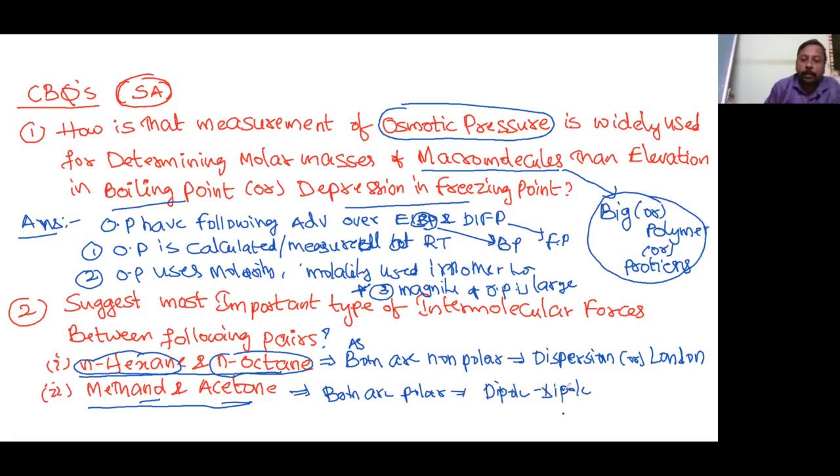So between them, it depends on the molecule. If one is polar and another is non-polar, you will write London dispersion forces and dipole. If both are polar, dipole-dipole. If both are non-polar, dispersion or London forces. Like that, you have to accommodate them. If one is an ion and another is a dipole, then it will be ion-dipole forces. I think you will be able to make out the sentence.